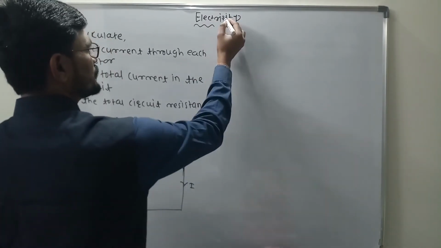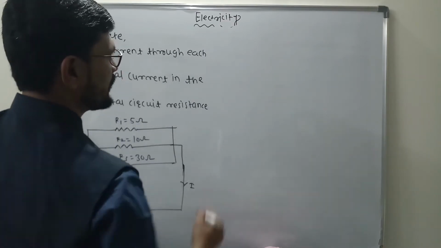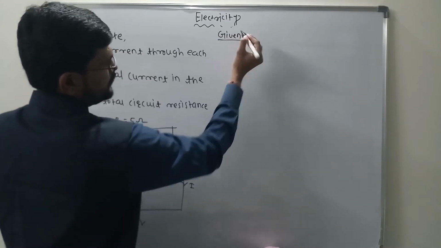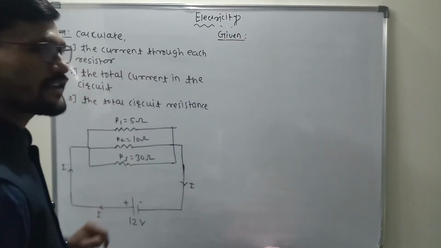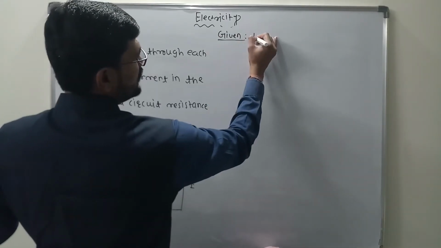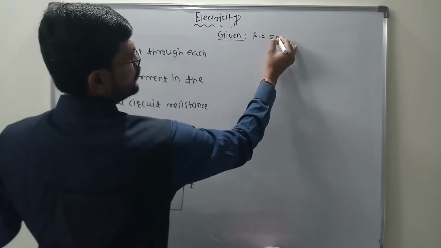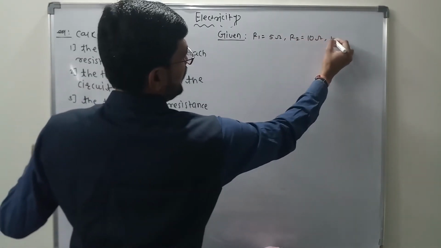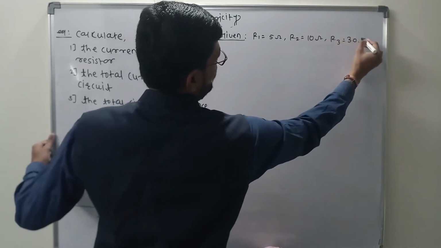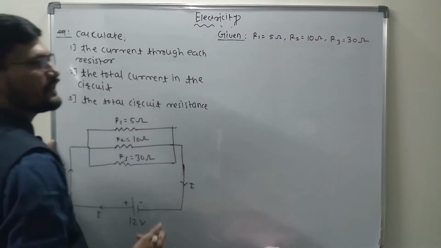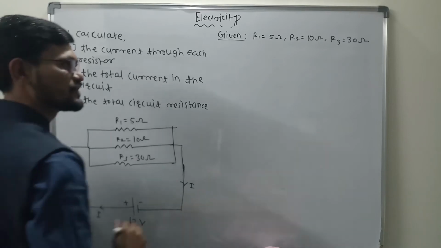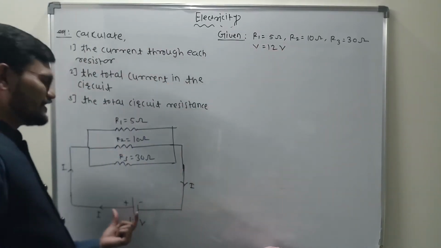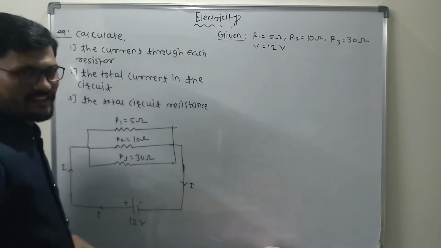Okay, let us do this. How to solve this? First of all, we will write down the given. What is given? Three resistances are given. Write that down. R1 is equal to 5 ohm, R2 is equal to 10 ohm and R3 is equal to 30 ohm. And potential is given, how much? 12 volt. So V is 12 volt. As I already told you, this potential is common in each case.